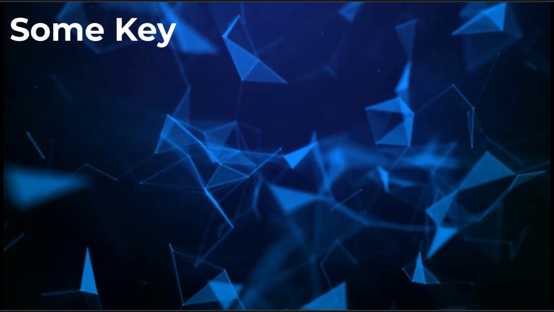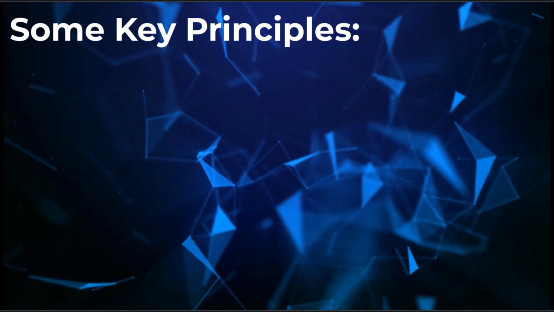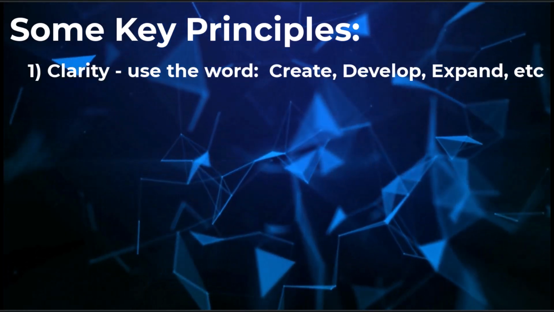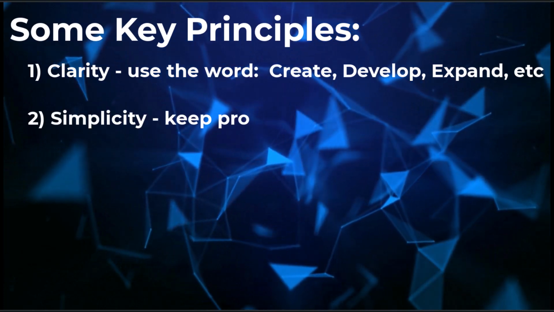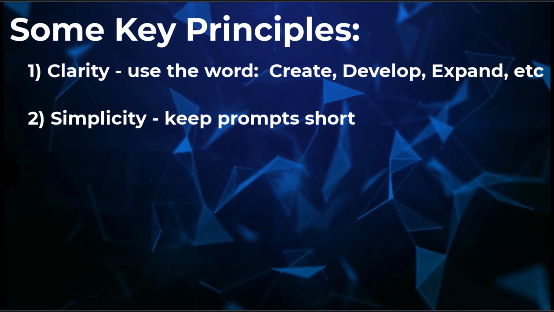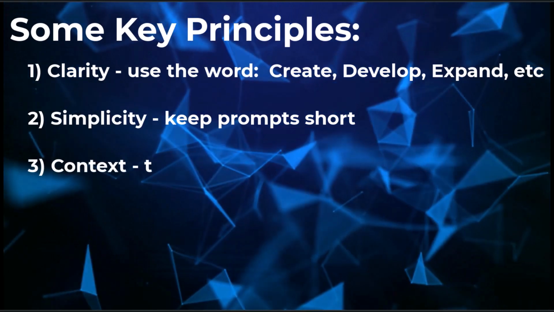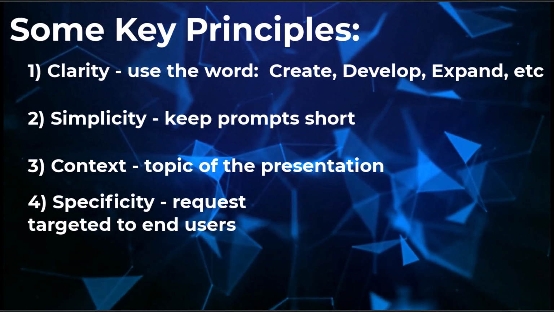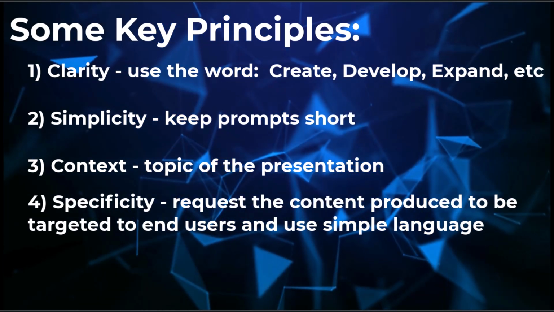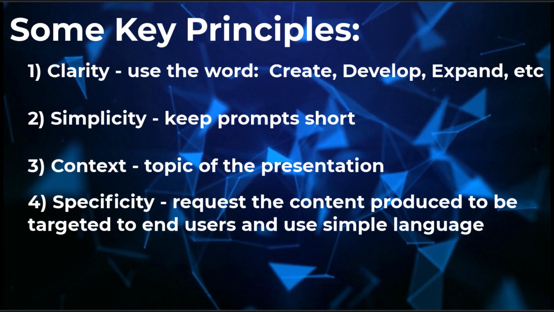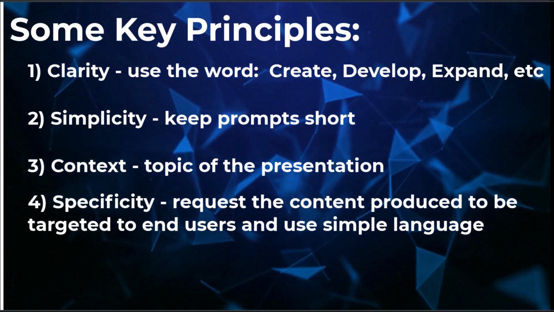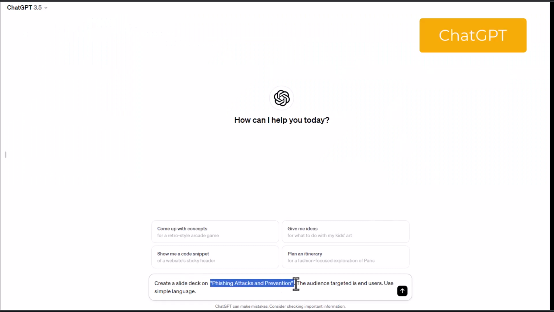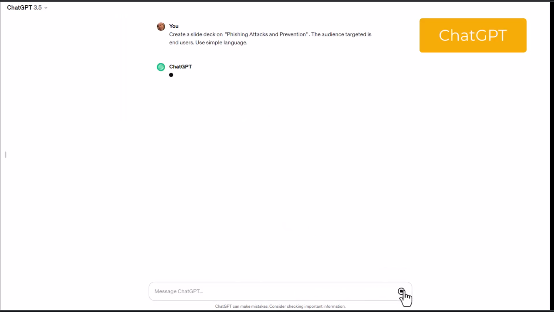Some key principles that we are using here to craft our prompts are clarity. We're going to use the word create, develop, expand, etc. Simplicity. Keep the prompts short. Thirdly, the context, the topic of the presentation. Fourth, being specific. Request the content produced to be targeted to end users and to use simple language. With that, let's start off with ChatGPT. Here we are, ChatGPT. Let's key this prompt in.